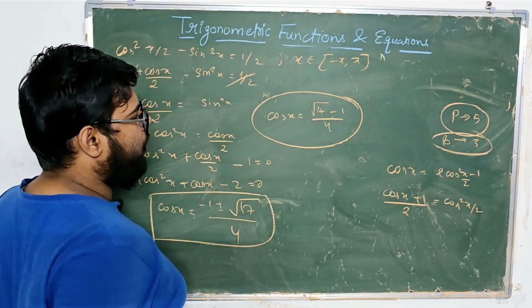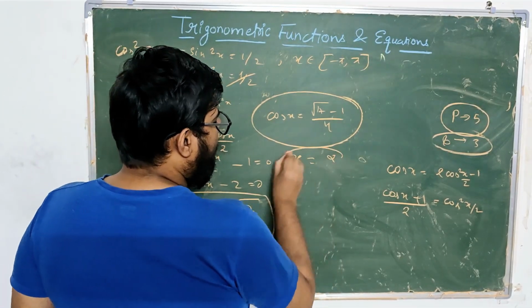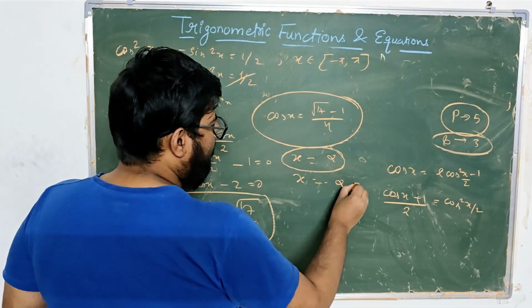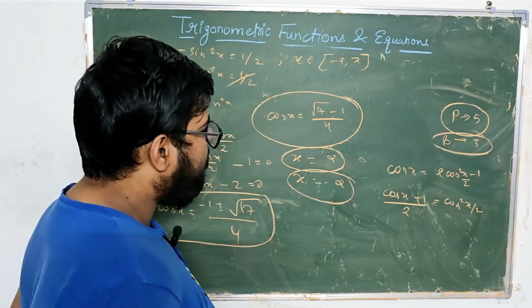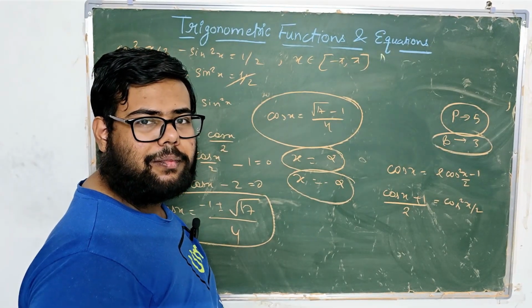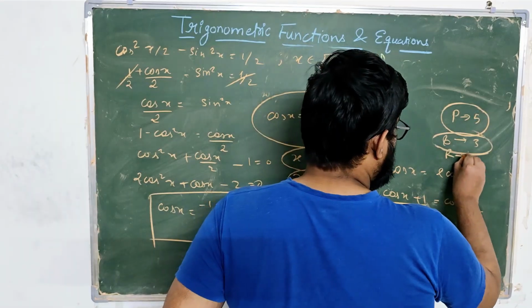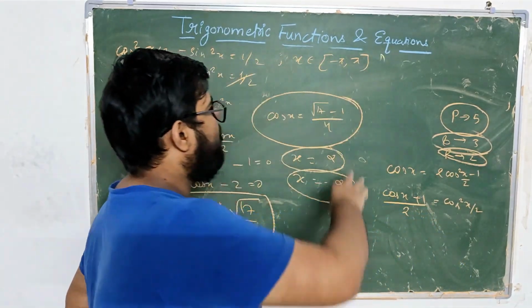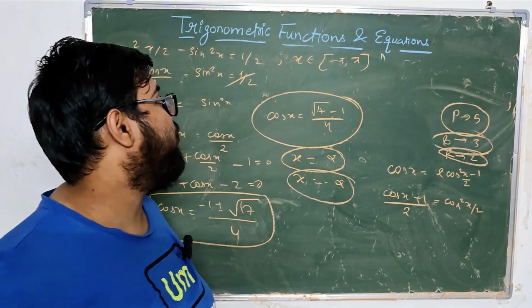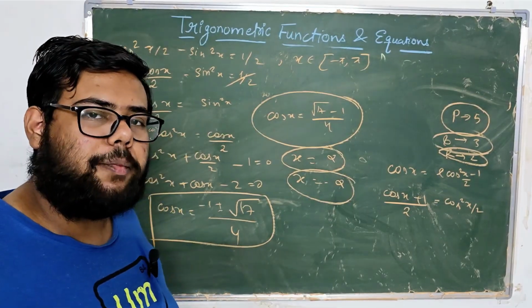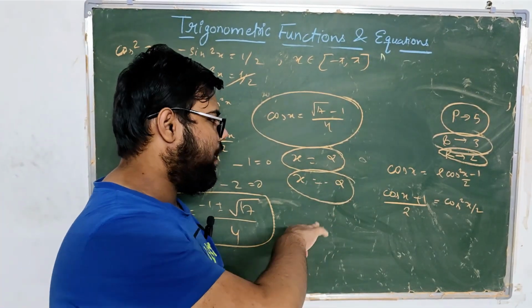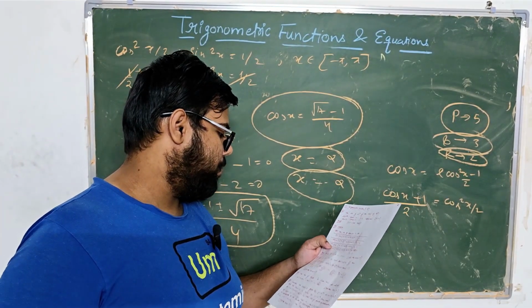And clearly in this domain, if x is equal to some alpha, then x is equal to negative alpha is also a root, right? Understood or not? Okay, so that is why for r we have 2 roots, because it is from negative pi to positive pi, right? Okay, so now let's erase this, and let's see the s part.